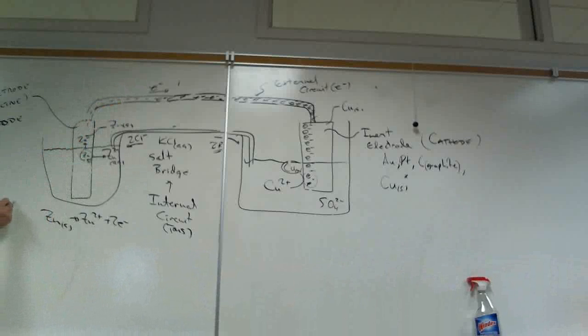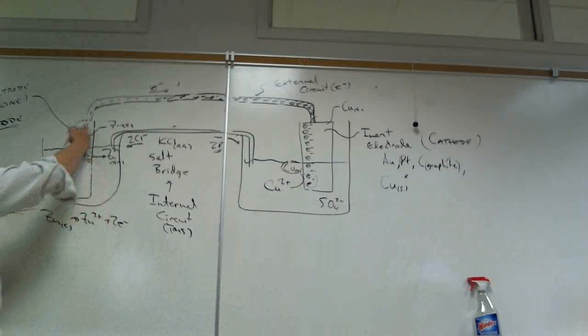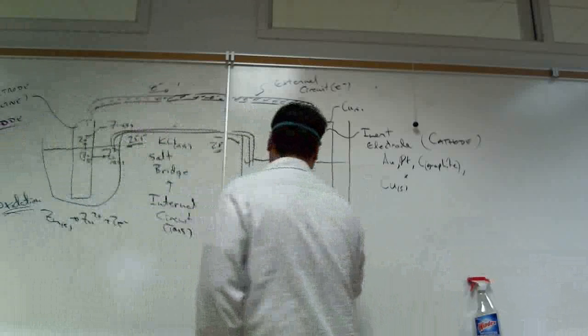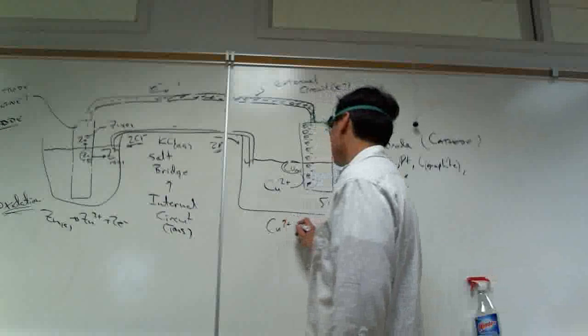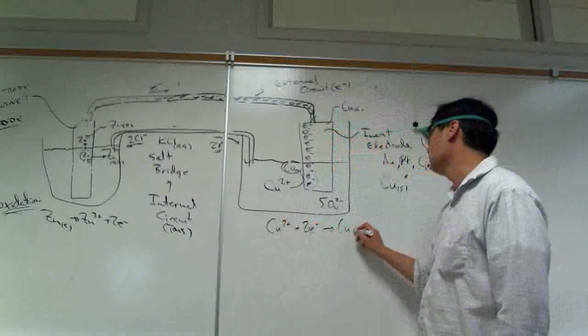So oxidation occurs at the anode. Oxidation generates the electrons. The electrons flow left to right by convention to the cathode. At the cathode, reduction occurs. That is, the copper 2+ ions are pulling in the electrons to form copper metal.